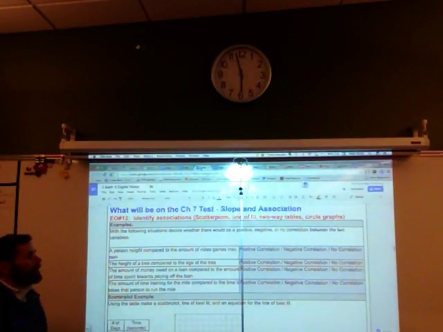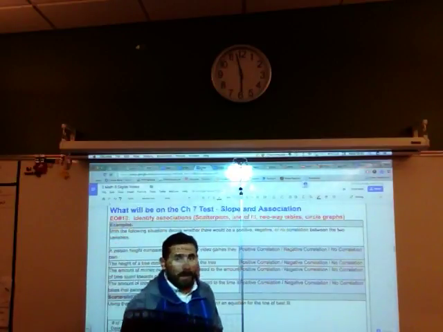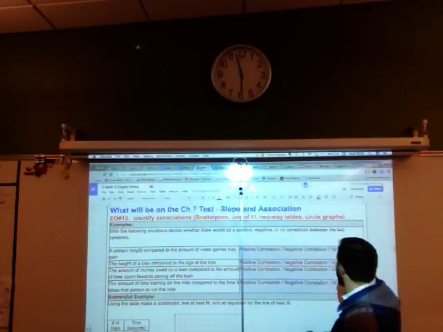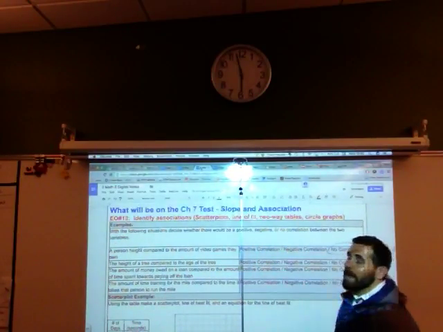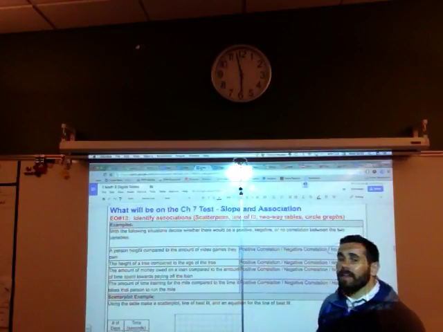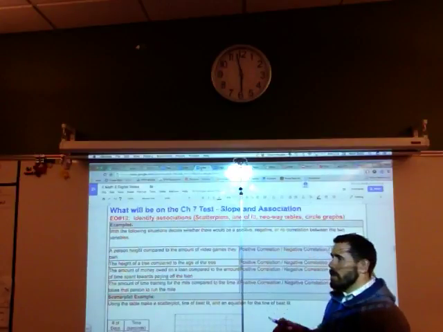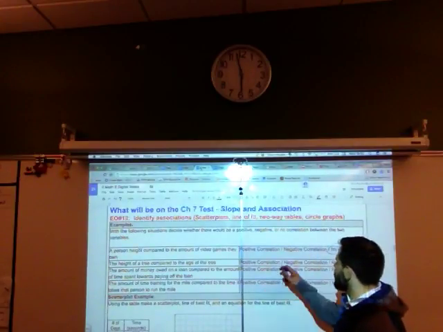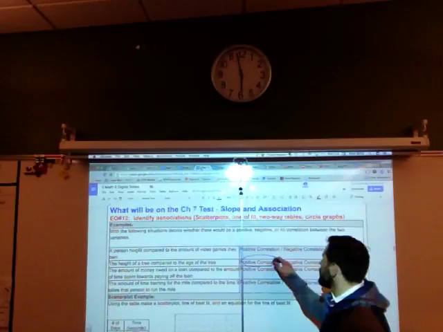Person's height compared to the amount of video games they own. Positive, negative, or none? None would be the answer. There's no relationship happening there. Height of a tree compared to the age of the tree. So the height of that tree as the tree gets older is going to be a positive correlation.